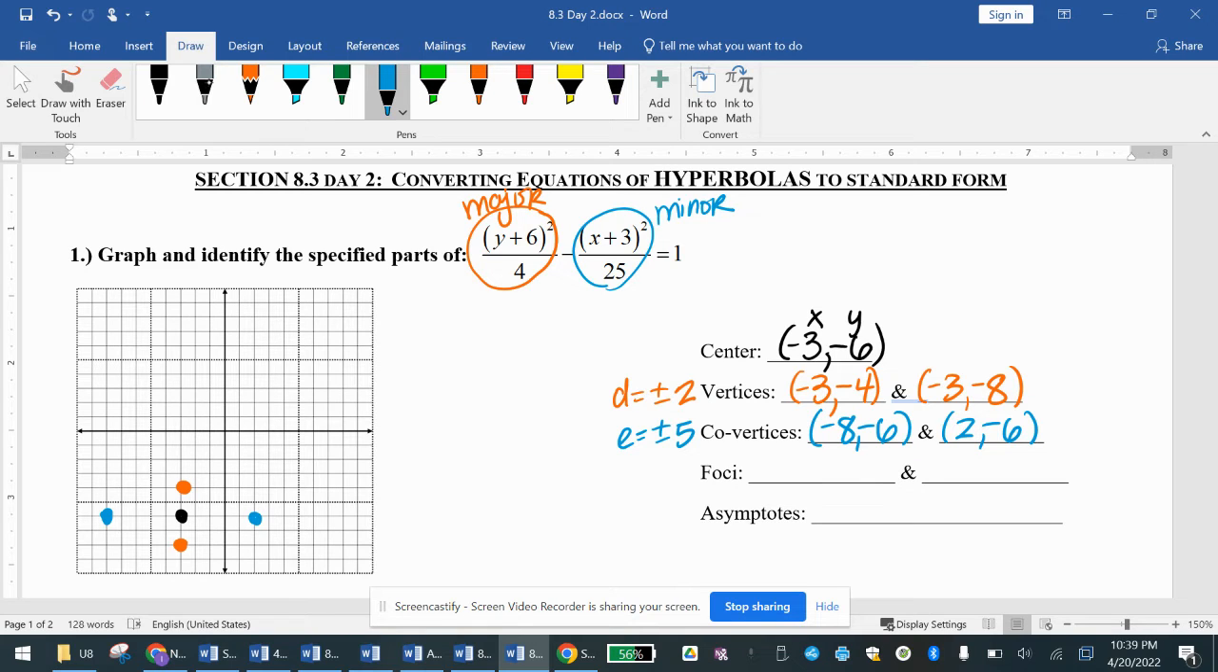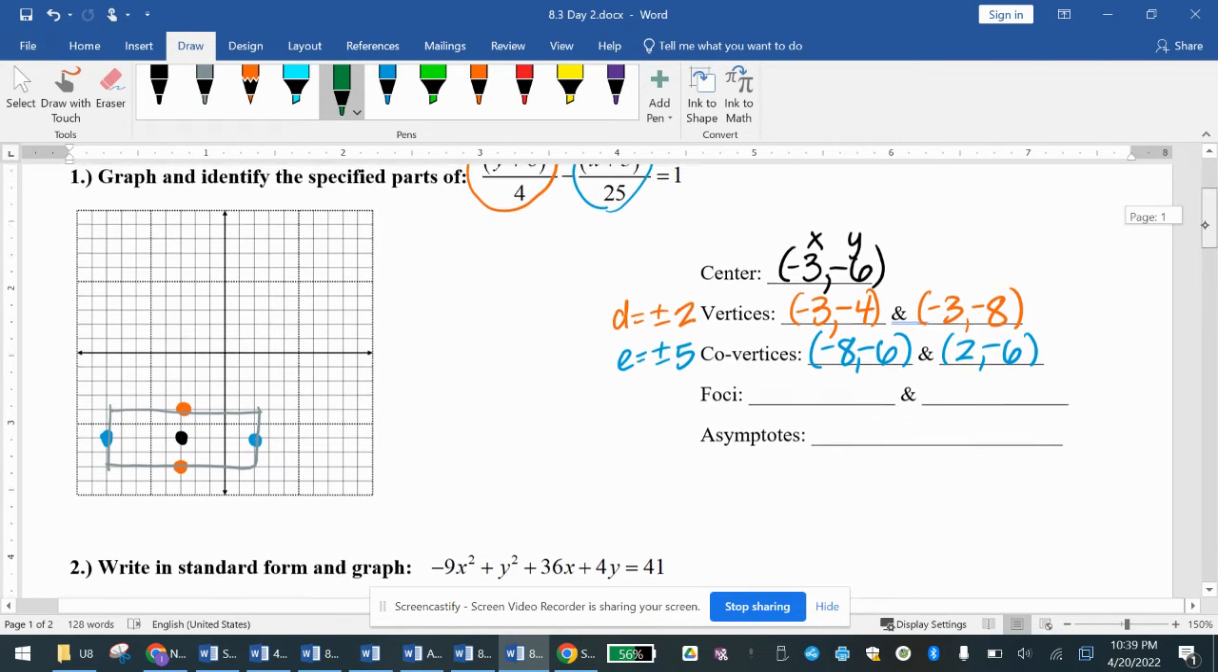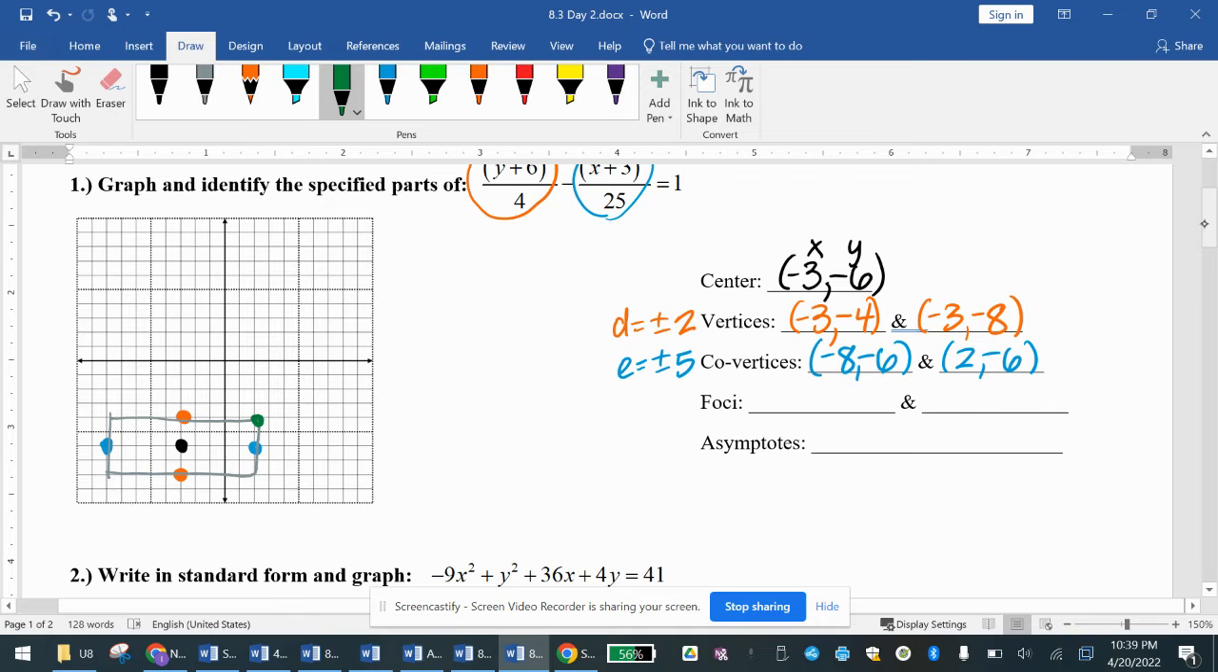Okay, so this is enough for you to draw your little rectangle. And remember, we need the rectangle so that we can connect the corners that are opposite from each other, okay, to draw our asymptotes. So now I'm going to connect these two with a dashed line, and I'm going to connect these two with a dashed line.